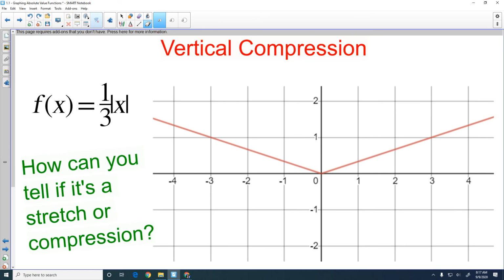Any other questions on these? The vertical stretch and compression. Okay, we're doing all right.